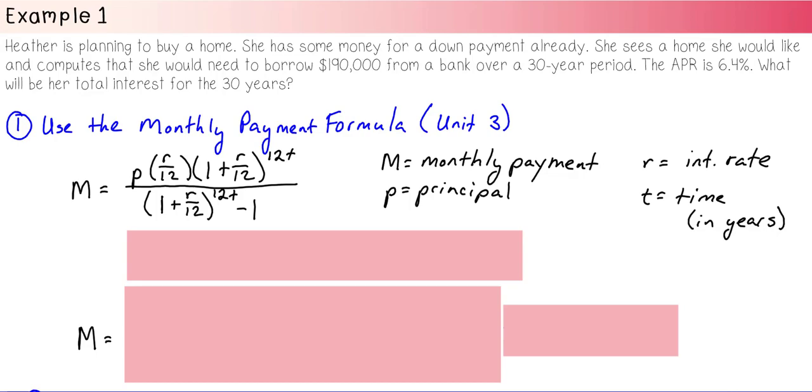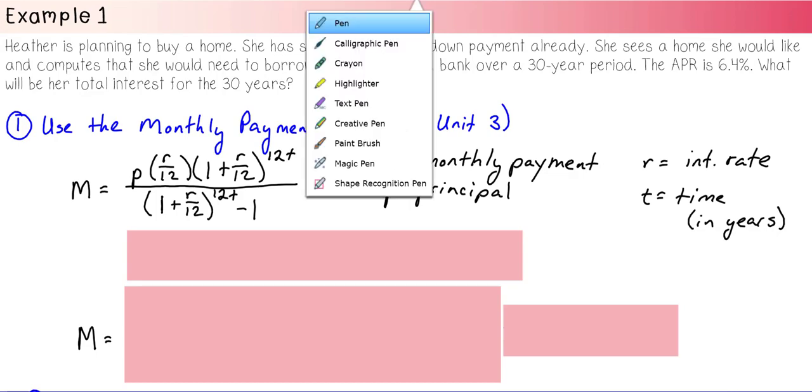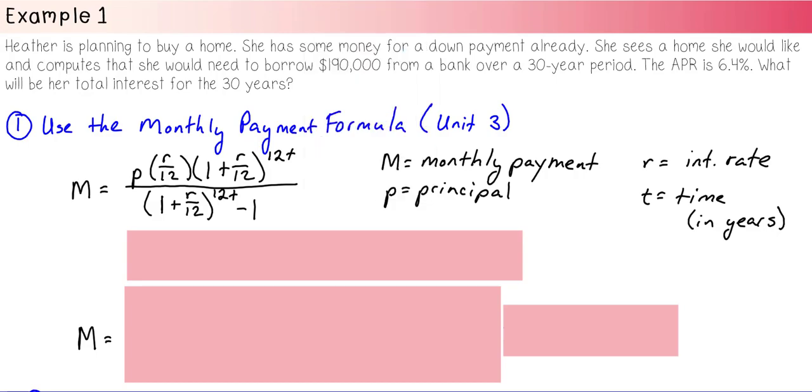So the first thing we want to do is, in this example, Heather is planning to buy a home. She has some money for a down payment already. She sees a home that she would like and computes that she would need to borrow $190,000 from the bank over a 30-year period with an APR that is 6.4%. What will be her total interest for the 30 years? So before we figure out the total interest, we first need to figure out what is her monthly payment on this loan, and then figure out what is the total amount she paid in all.